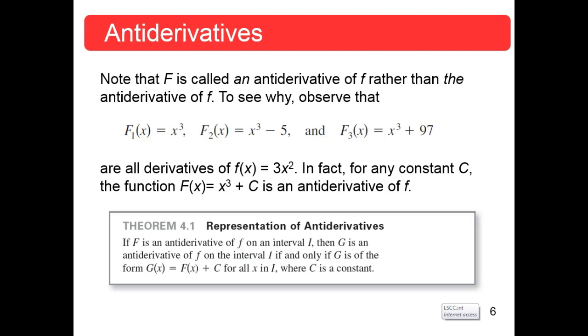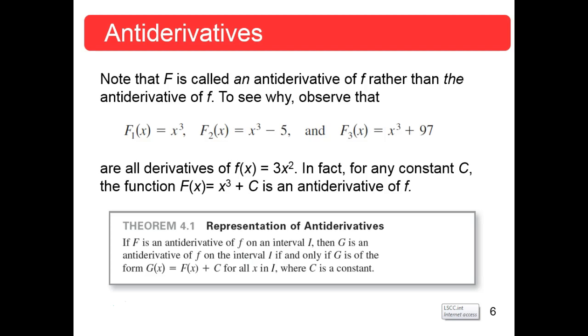So what you do to make it general, for any constant capital C, the function F of x equals x cubed plus C is an antiderivative of f. If all you do is add the C to it, then that makes it general. Now, why this book uses a capital C, I don't know. Sometimes I'll just put little c because that's how I'm used to doing it, but either one, it doesn't matter. It's just a constant, okay?